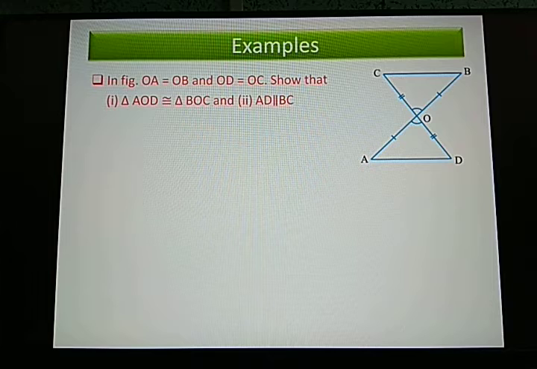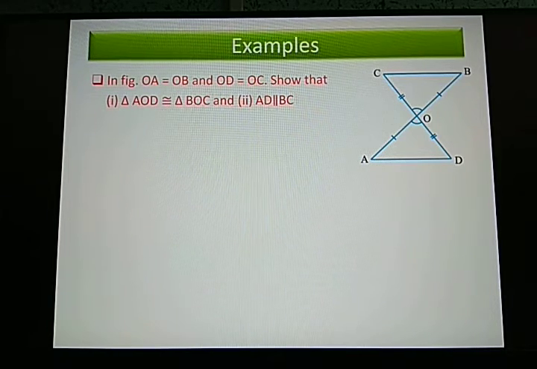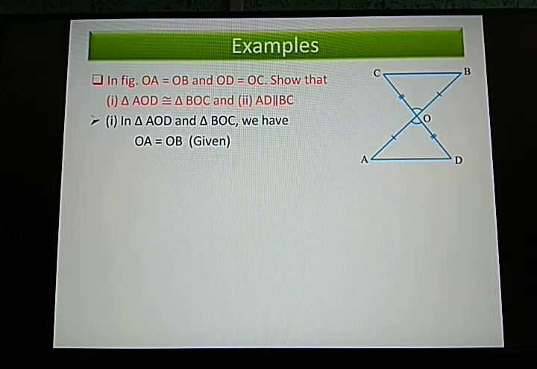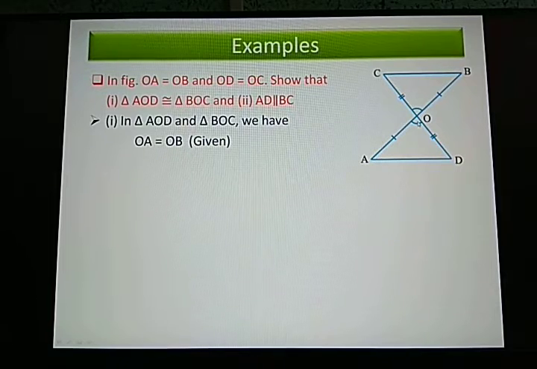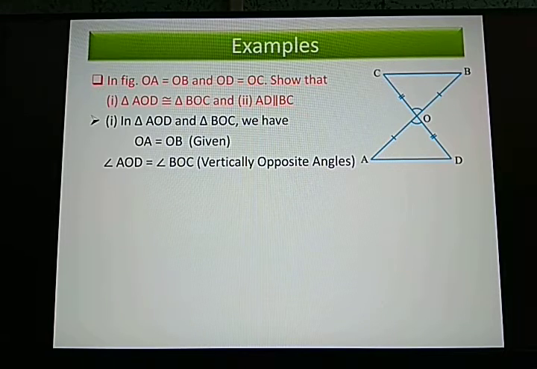Since we are required to prove that triangle AOD is congruent to triangle BOC, first of all, let us consider those two triangles. So in triangle AOD and triangle BOC we have, if you see carefully, what things are equal here? First of all, OA is equal to OB because that is given to us. Next you can see one angle in between, this angle AOD and this angle BOC. What kind of angles are they? Yes, they are vertically opposite angles, so they will be equal. So angle AOD is equal to angle BOC.